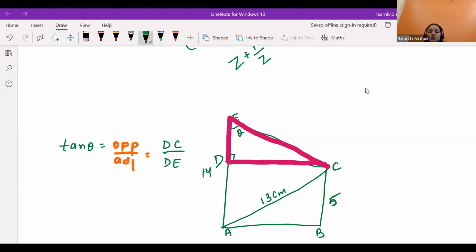Now the question is, do we know this side DC? No. Do we know this side DE? No. Is it possible to find the side DE at first? DE, if this complete length is 14, and this much is exactly parallel to this line.